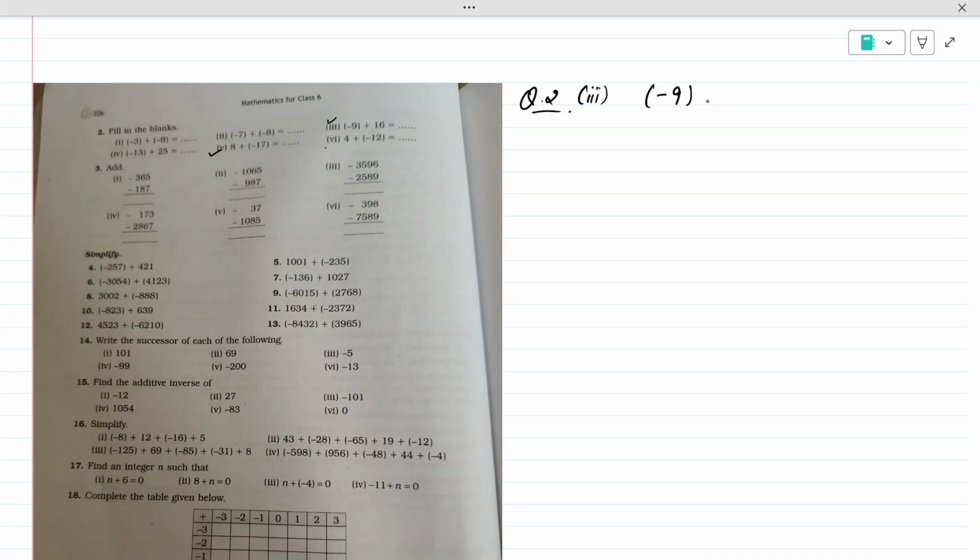This is -9 plus 16. This is very much easy. We have to add 16 to -9, or if we take the number line, then -9 is the starting point and we are making a movement of 16 steps over it. So we have to see where we are reaching here.